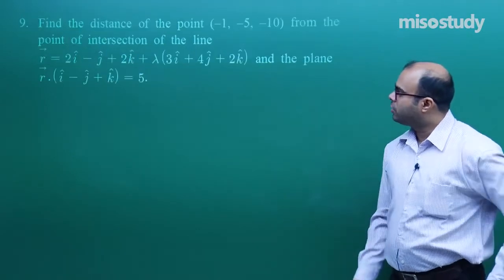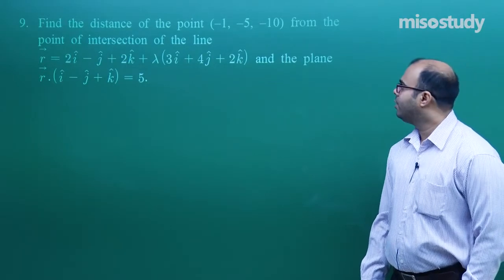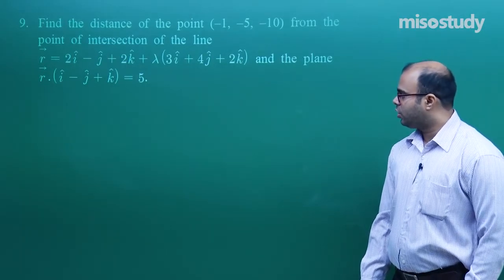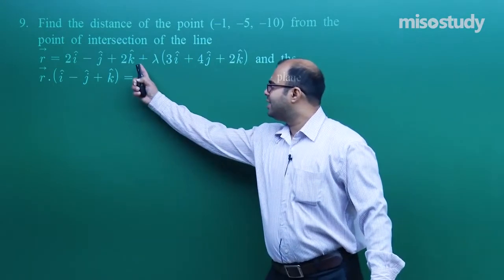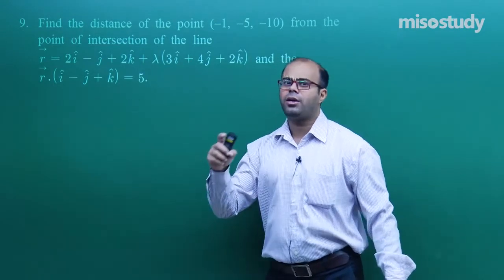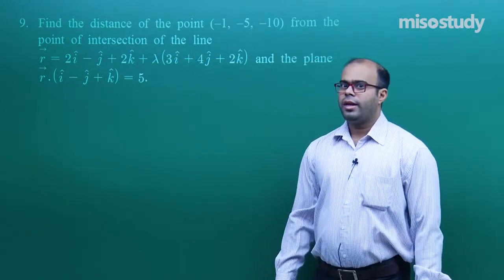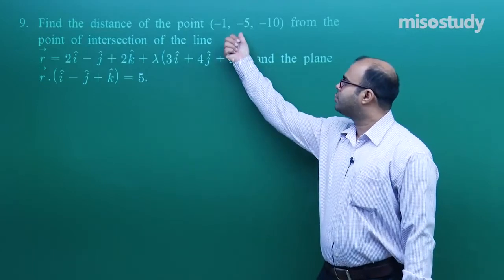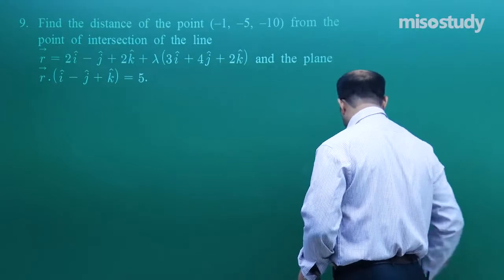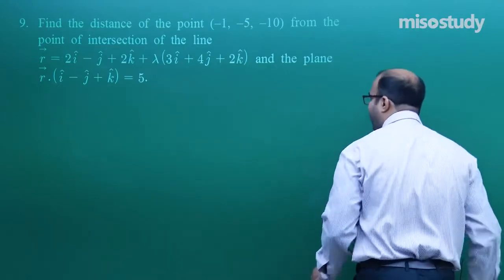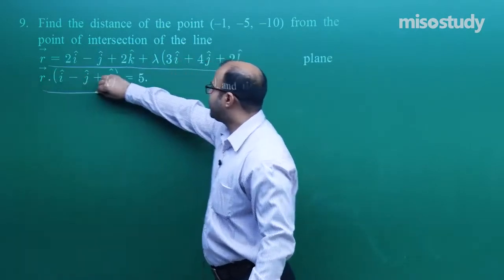Let us move to the 9th question. Find the distance of the given point from the point of intersection of the line this and the plane this. So this line is intersecting this plane at a particular point. What you have to do is find the distance of this point from that point of intersection. So what we will do? We will first find the point of intersection of this line with this plane.